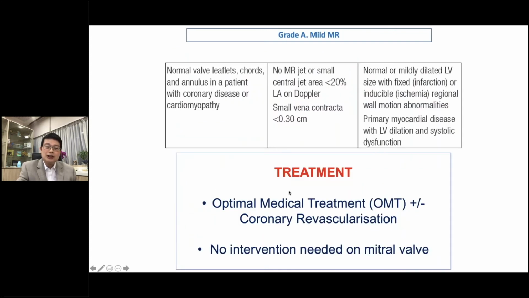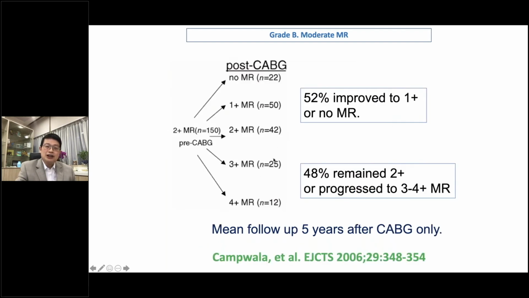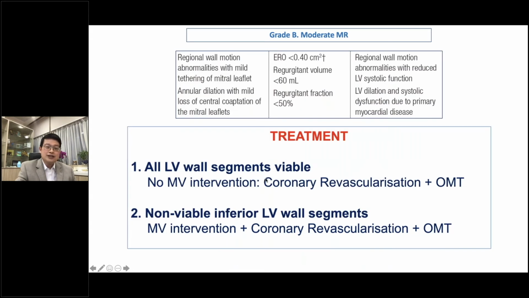So in mild mitral regurgitation, optimal medical treatment and revascularization if indicated. Don't forget, not all coronary disease needs revascularization. Some of them, if it's not too severe, can be treated with just medications, and no intervention is needed on the mitral valve. Moderate mitral regurgitation, half of them improve with just revascularization, the other half do not. So in these patients, it depends on the amount of viable LV segments. If all of them are viable, then there's no need to intervene on the mitral valve. But if there are more than 4 non-viable inferior LV wall segments, then intervention on the mitral valve is beneficial.